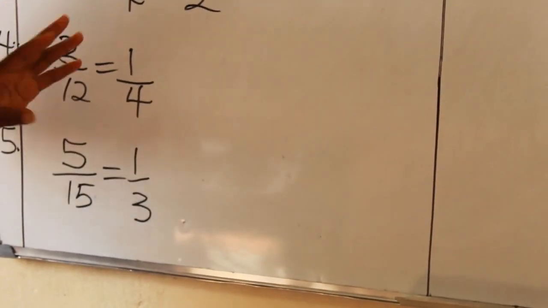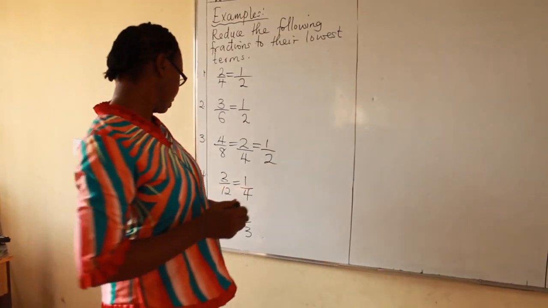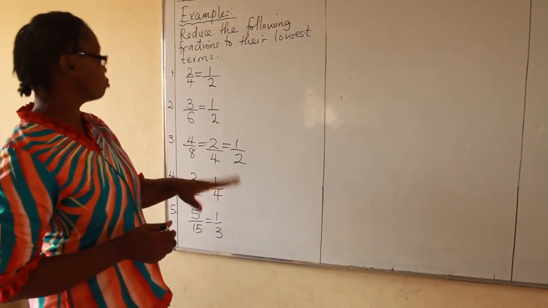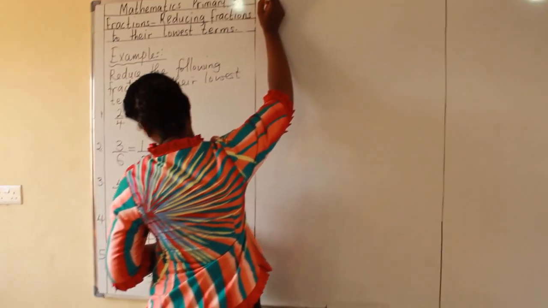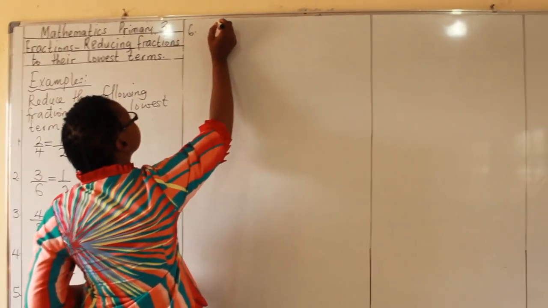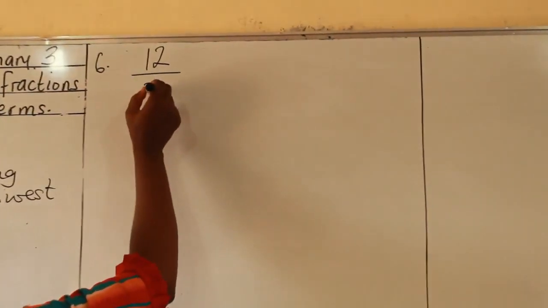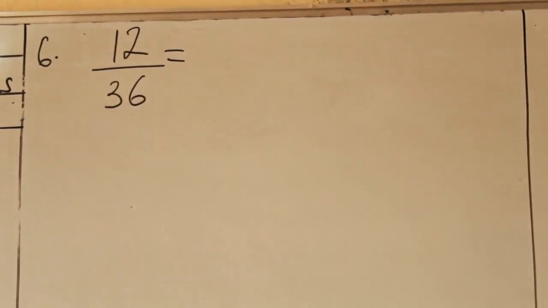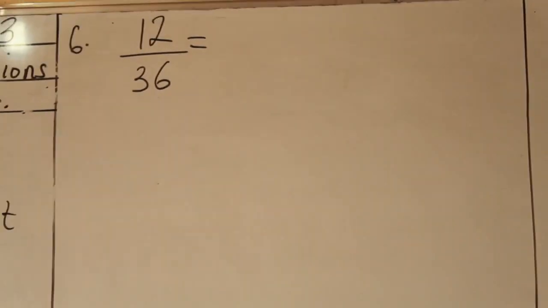I take more examples so that we will really understand what is in this, reducing fractions to their lowest terms. Let me take a bigger number, number 6. I want to use 12 all over 36. Don't say the number is too big. Okay, 12 over 36.